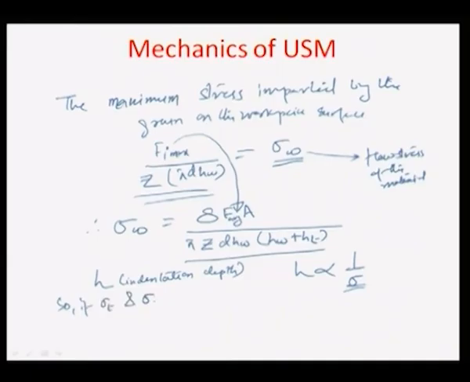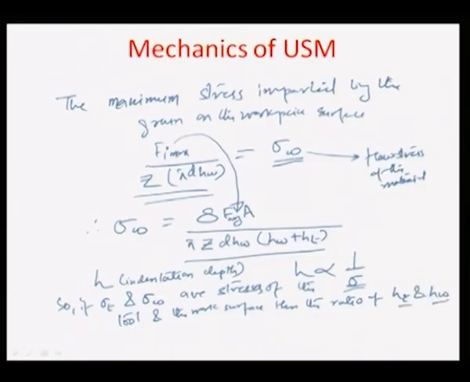So, if sigma t and sigma w are the flow stresses of the tool and the work surface, then the ratio of h t, that is depth of indentation of the tool on the tool side, and h w, that is the depth of indentation on the workpiece side, can be represented by the ratio sigma w by sigma t, where this is basically the ultimate flow stress of the work material, and this here is the ultimate flow stress of the tool material.